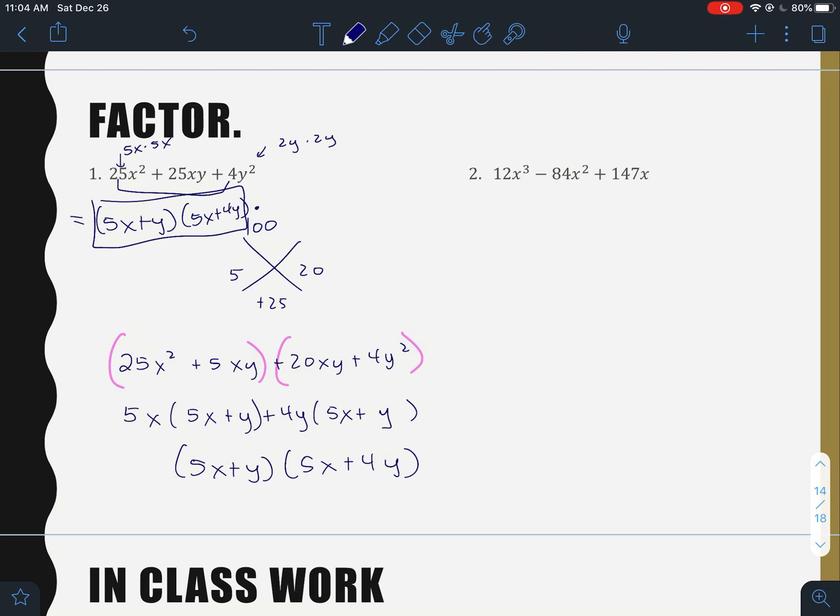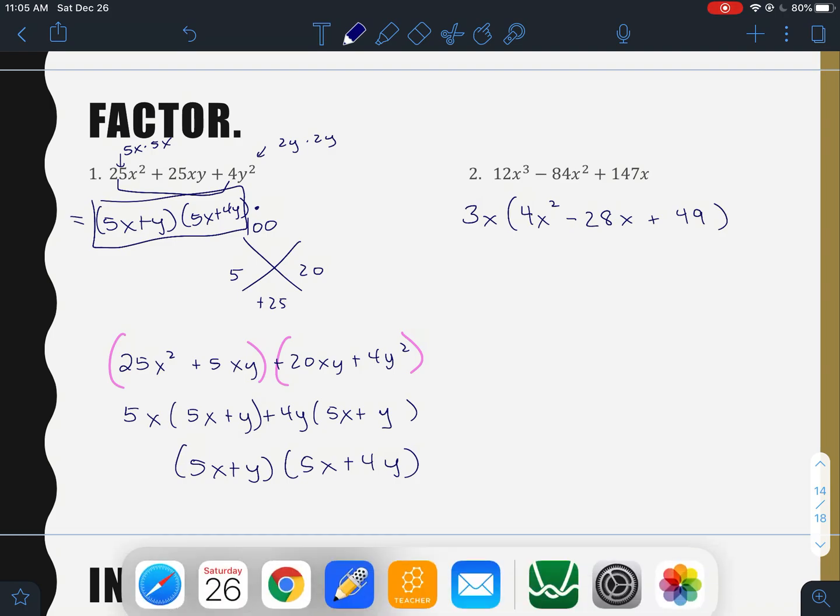All right, we have 12x to the third minus 84x to the second plus 147x. Again, your very first step on any factoring problem should be to pull out the common factor. All of these are divisible by 3 and x. And then we would have 3x times 4x squared minus 28x plus 49. And so notice we have 4x squared minus 28x plus 49. 4x squared is 2x times 2x. 49 is 7 times 7. So maybe this will factor the nice way.